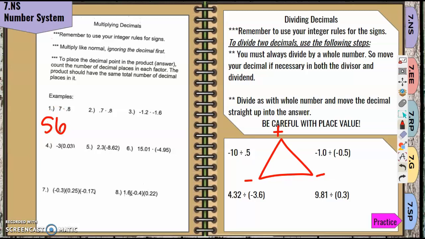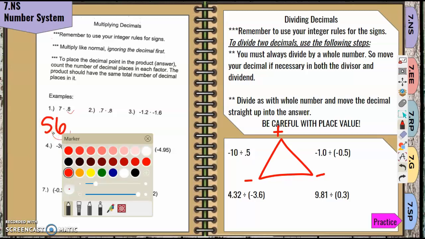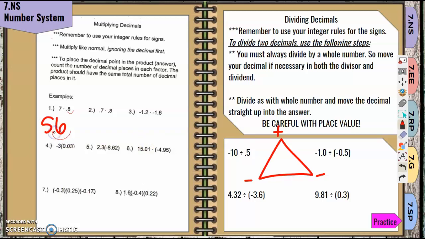Then, to place the decimal point in the product or the answer, count the number of decimal places in each factor. The product should have the same total number of decimal places in it. So I have 1 decimal place in the factors, so I'm going to start at the end and move 1 decimal place in the product, and my answer is 5 6/10.